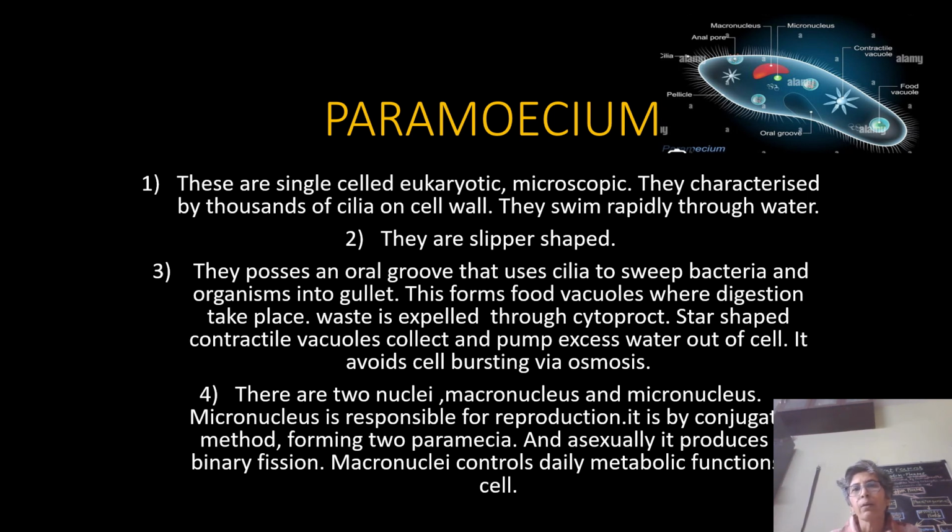Okay. Waste is expelled through the cytopyge. Cytopyge is the anal aperture. Star-shaped contractile vacuoles are found at the two ends. They collect and pump the excess water out of the cell and avoid cell bursting via osmosis.